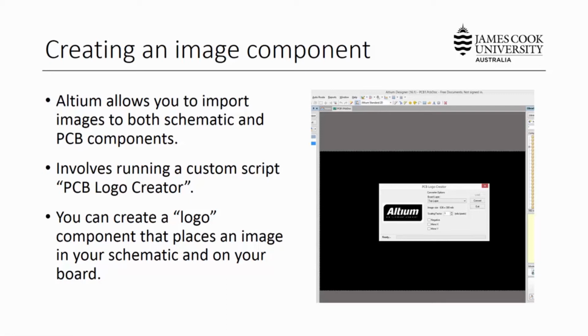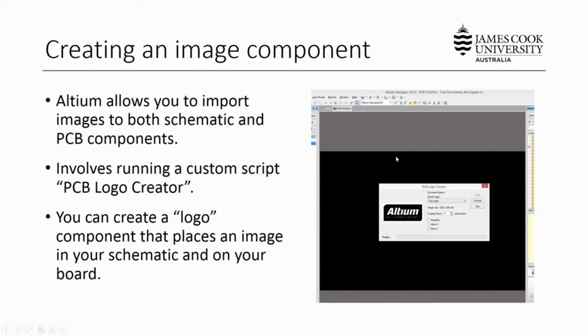So the final video for creating an integrated library in Altium will be creating a custom image component. Altium allows you to import any type of image both into your schematic and your PCB components. So you get a nice visual display, whether it's a logo to place in your schematic, and you can also match it to a logo that will be printed on the silkscreen layer to your PCB board, which allows you to have some creativity and ownership of the board.